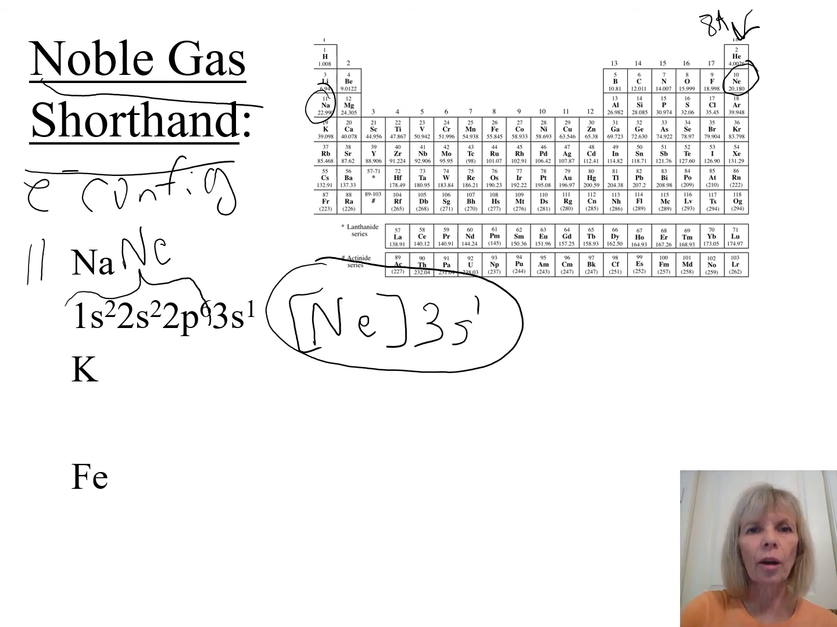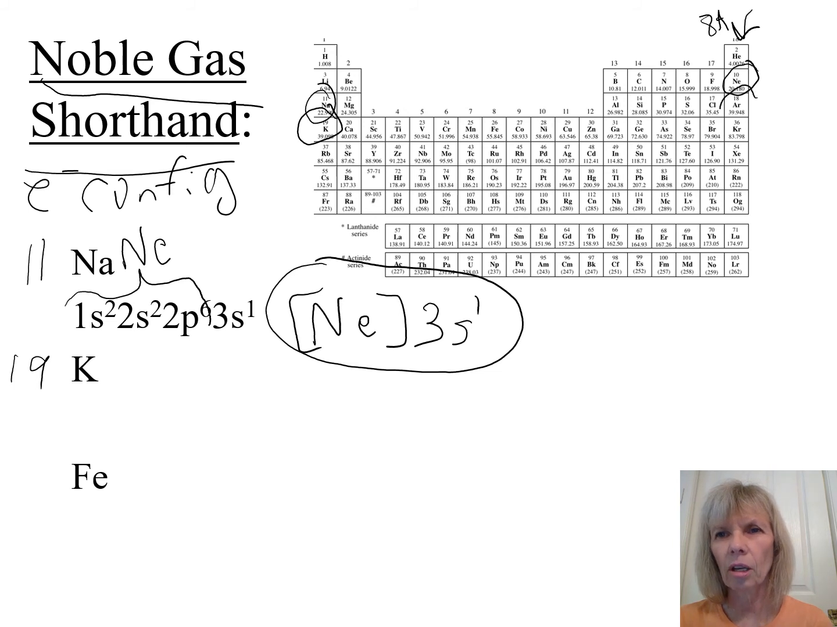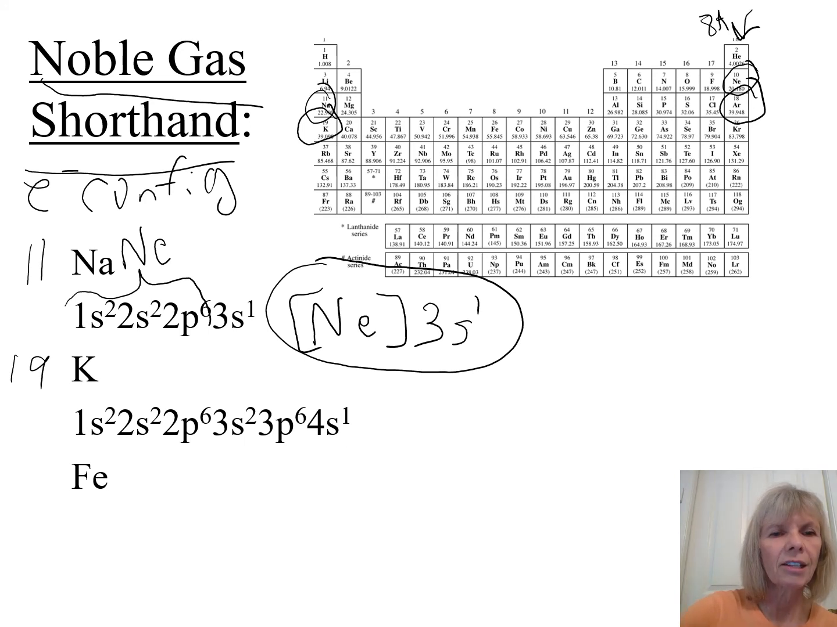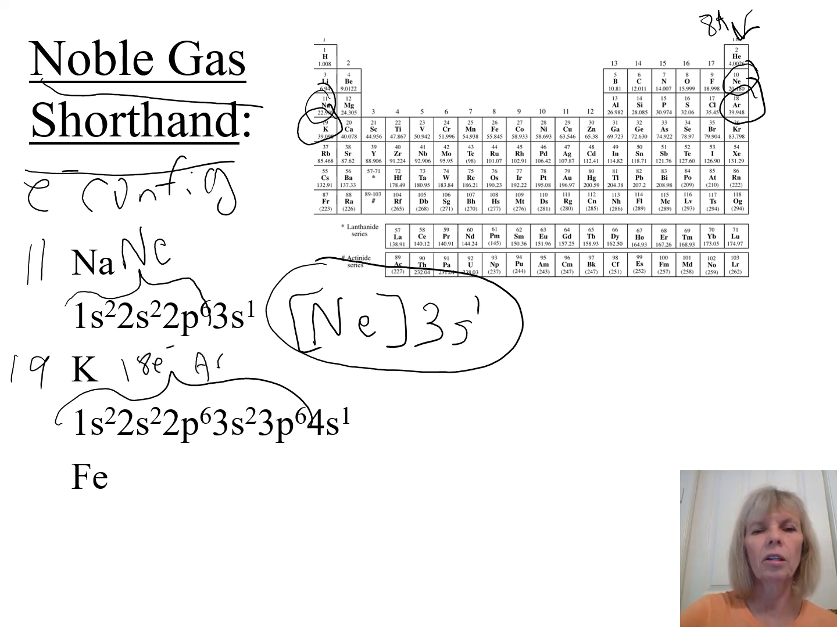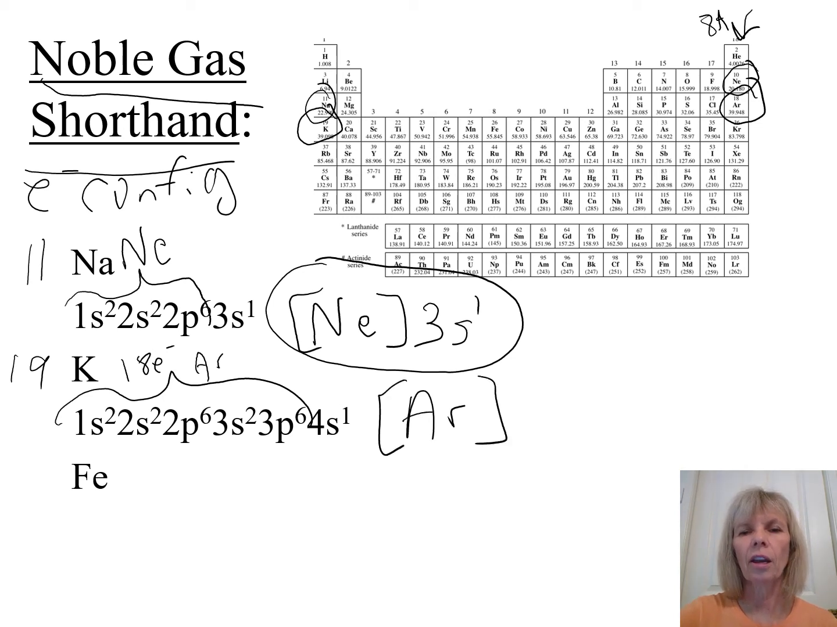Potassium is right below sodium. Potassium has 19 electrons, so you find the noble gas that has the closest number of electrons, but not more, which is argon. Argon has 18 electrons, so these 18 electrons would represent argon. You would write argon with brackets around it, and then include the 4s1. So that would give me 19 electrons.